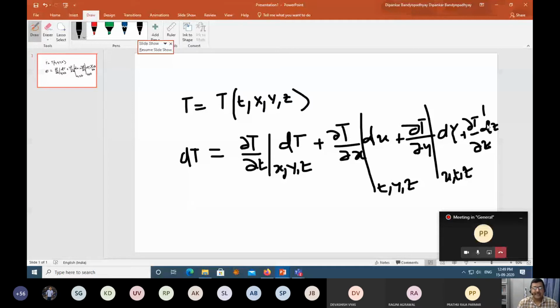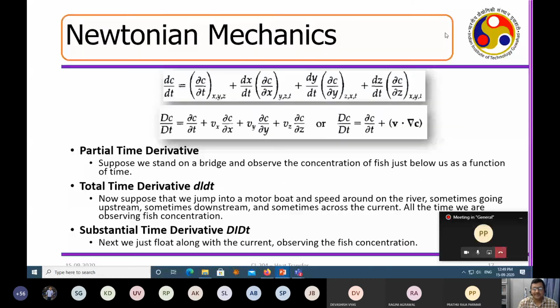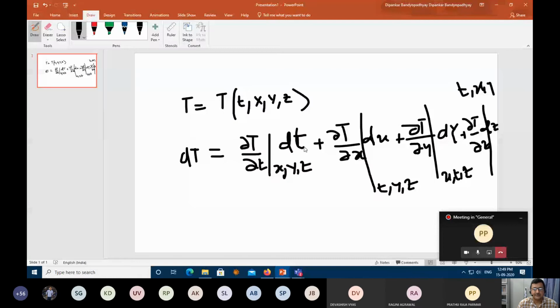And you can see that if I divide this particular variable, say here I am doing dT. Don't confuse this: capital T is temperature, small t is time. If I divide this with dt, what happens? This one goes out. I have dx by dt, I have dy by dt, and then I have dz by dt.